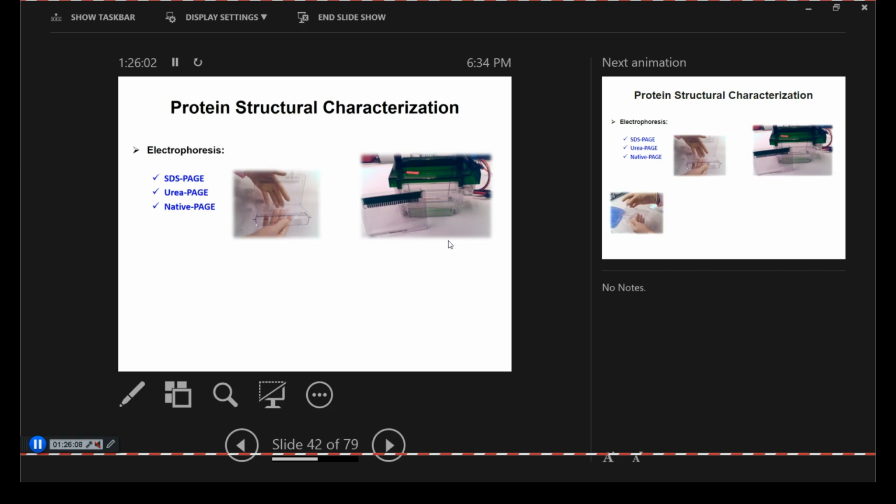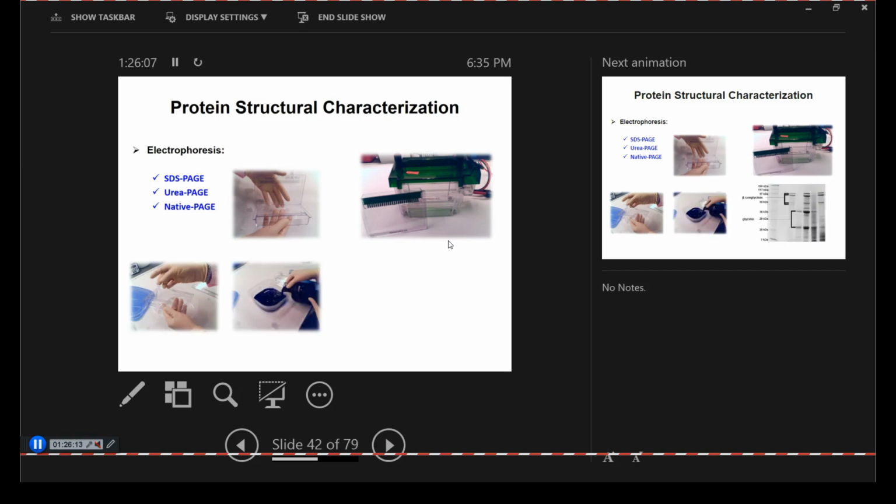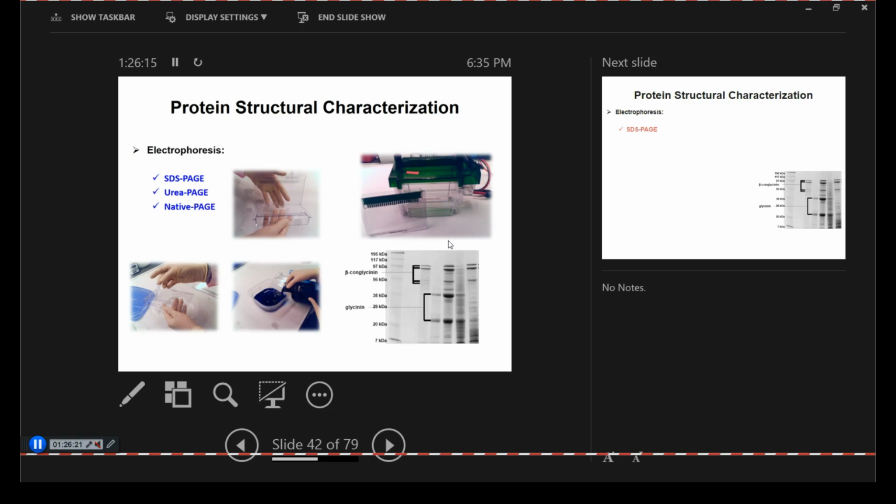Okay, so after you run the gel, you break the cassette and remove the gel, and then you stain the gel with Coomassie blue, which stains the proteins. You destain, and then this is what you see. So every protein component or ingredient will have multiple protein subunits. You can see the different subunits, and you run a standard with known molecular weight, so you can estimate the molecular weight of the different components.